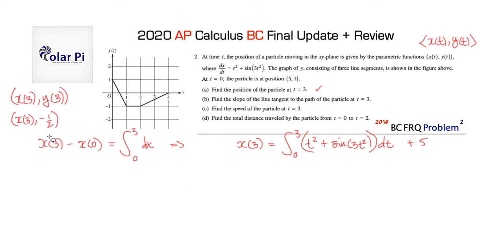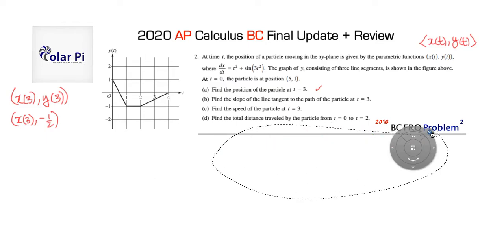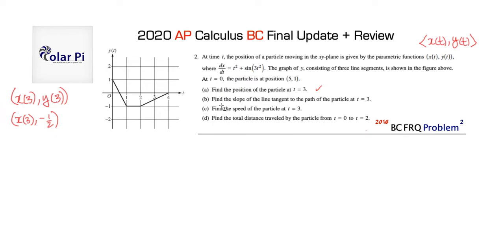All right, so on to part B. Read, and I'll catch up. It says, find the slope of the line tangent to the path of the particle at t equals 3. We've been through this. I'm going to write in a different color to keep it interesting. We know that the slope of the tangent line is always dy/dx.